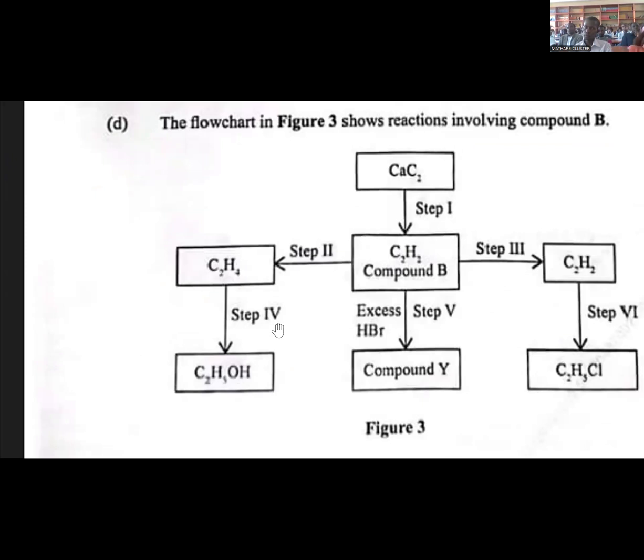Step 4, from ethene to ethanol, that's pretty easy, really. That's adding water. If you just add up C2H4, C2H5OH, I've added H2O. So this is steam. If it's industrial, it is 300 degrees Celsius, 70 atmospheres, and water and a phosphoric acid catalyst. So these things are fairly straightforward, okay?